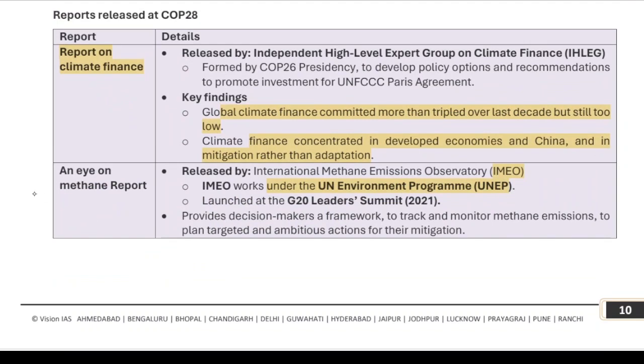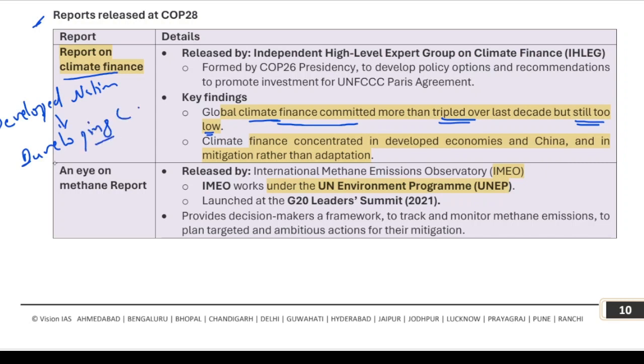Okay, what are the reports that have been released? There is a report on climate finance. You don't have to remember much about this report, but you have to remember two very general facts. Climate finance committed has more than tripled, but it is still too low. Who gives this climate finance? Climate finance is majorly given by developed nations to developing countries. They are not very effective in giving climate finance to developing countries. That is what this report is saying, that it's still too low. They have given, but only a meager amount.